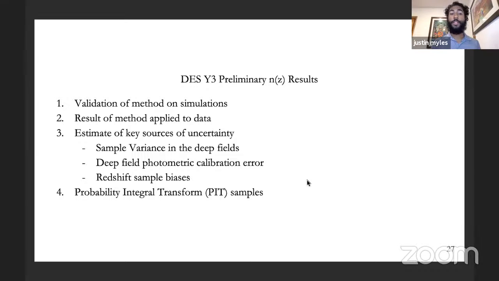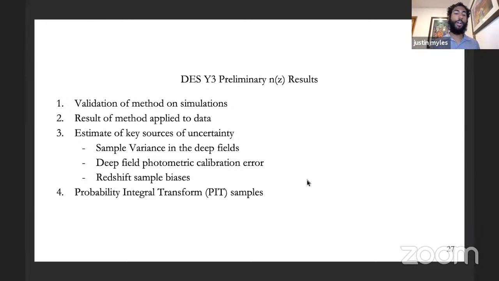And then we're going to talk about 3 key sources of uncertainty. I want you to remember these because I'm going to poll you all on which you think is the most important. The first is sample variance in the deep fields, which is the fact that the deep fields are relatively small patches of the sky which are not reflective of the universe as a whole. The second is the deep field photometric calibration error, the fact that our deep field magnitudes, which are so key for making sure we're weighting our redshifts properly, have some errors. And then redshift sample biases. The redshifts that we're actually using can be wrong themselves.